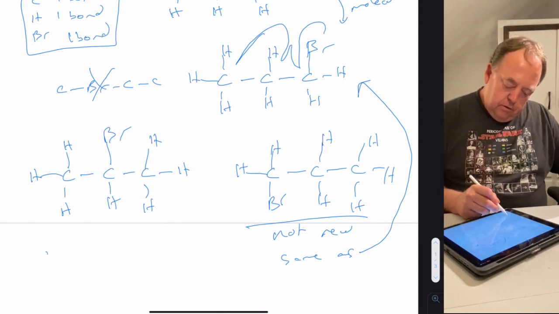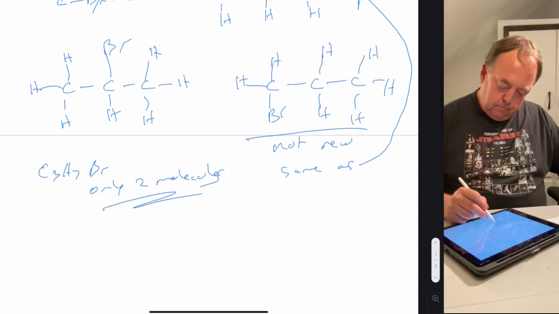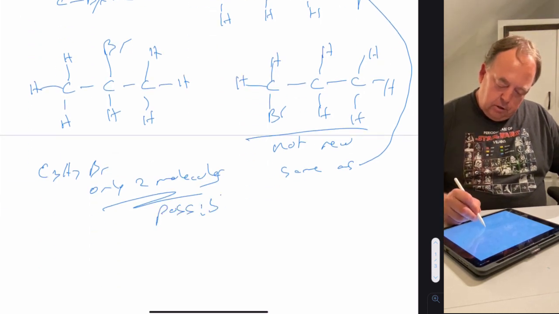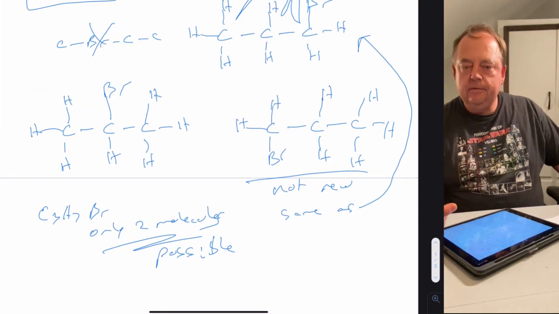So for C3H7Br, only 2 molecules are possible. Try as hard as you want, you will not come up with a different molecule, because there's not a different possibility.